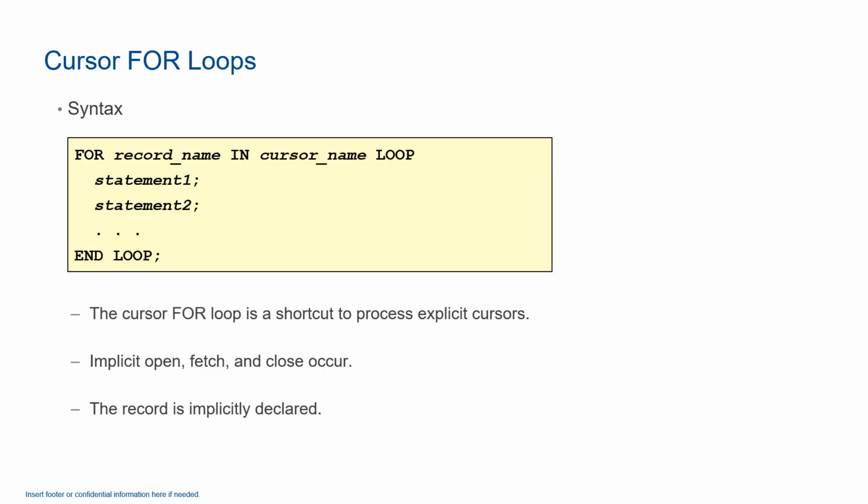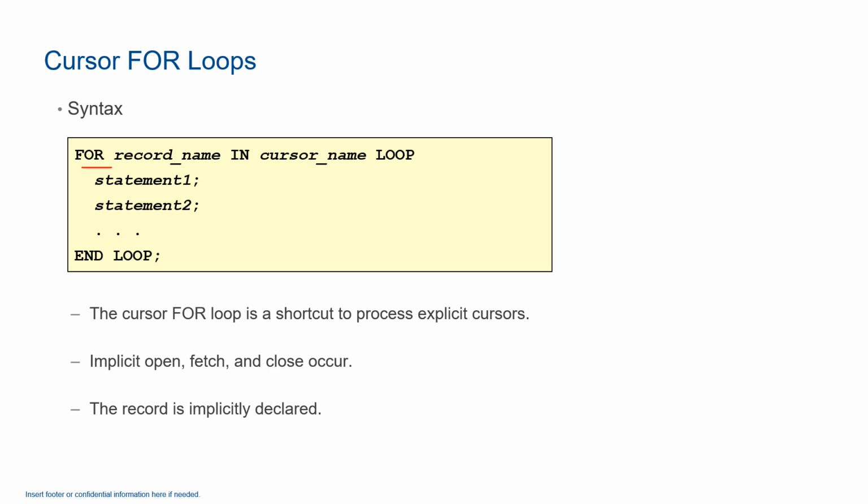Okay. Now cursor FOR loops. So how do we open a cursor in a FOR loop? This is the syntax: FOR record_name IN cursor_name LOOP, statement 1, statement 2, and END LOOP. For record name, you can give any record name. For cursor name, whatever cursor we have defined, you have to write that particular cursor name.